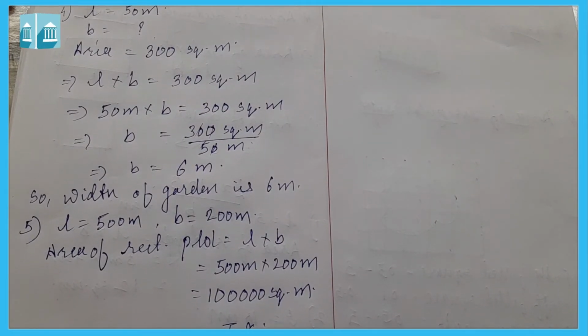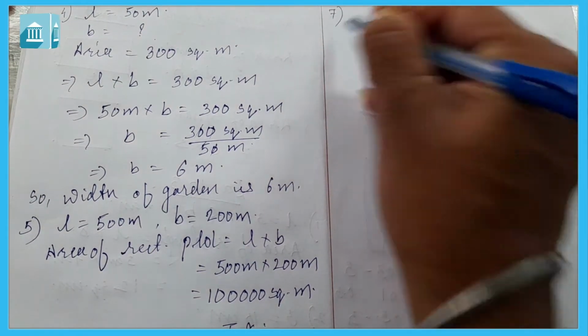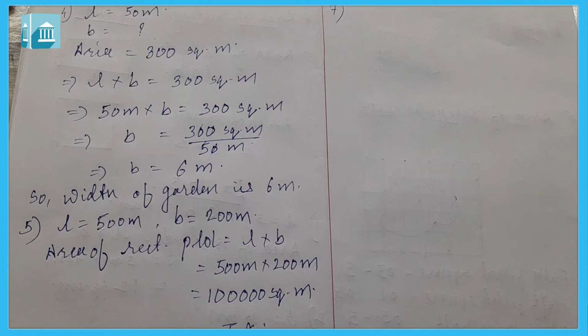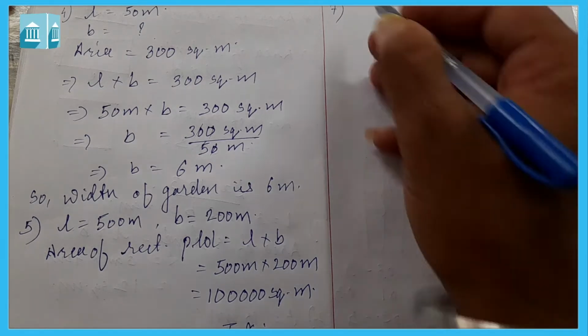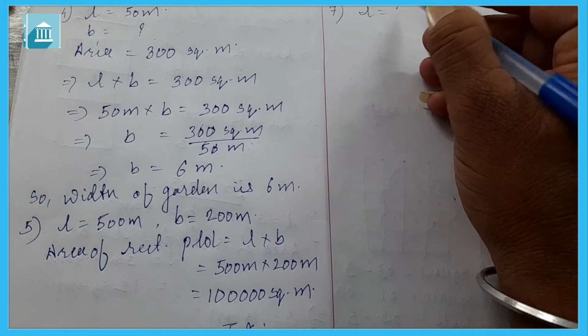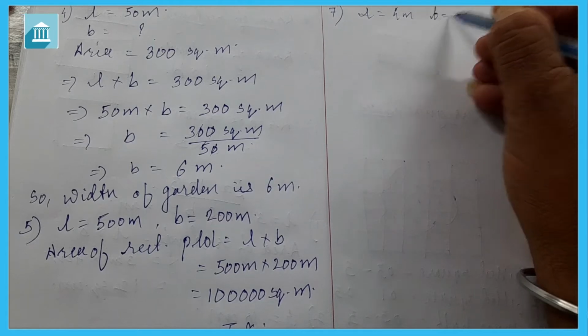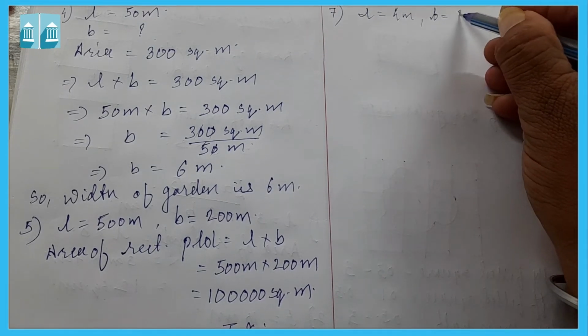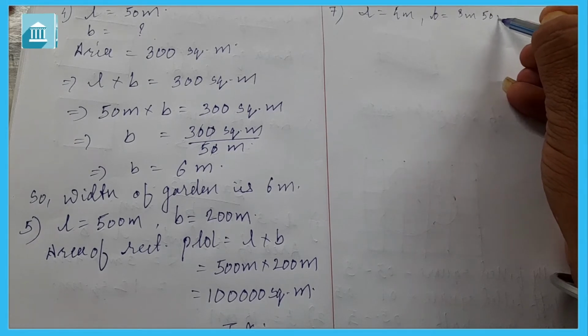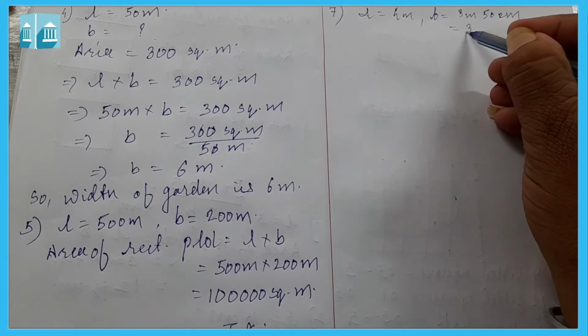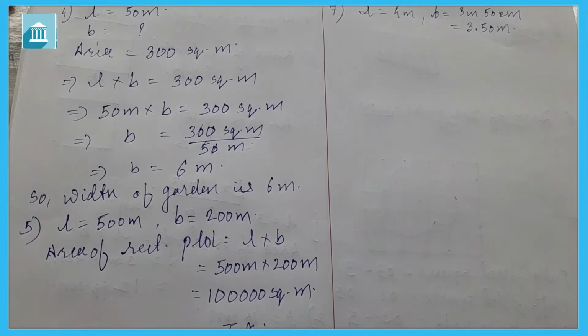Now question number 6 you can do by yourself. Here length and breadth are given, you have to find the area in square meter. Now let us see question number 7. The room is 4 meter long and 3 meter 50 centimeter wide. Here L is given as 4 meter, and B, that is breadth, is given as 3 meter 50 centimeter, which is equal to 3.50 meter.